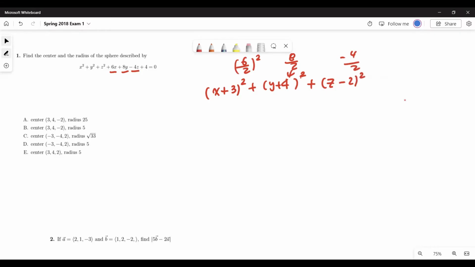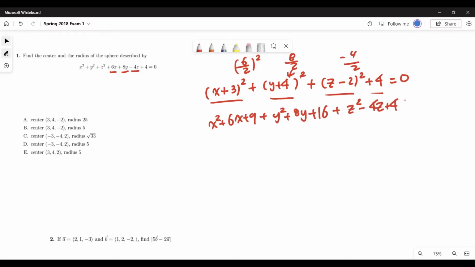squared, and then we have plus 4 equals 0. So when you write these equations out, this will become x squared plus 6x plus 9, plus y squared plus 8y plus 16, plus z squared minus 4z plus 4 equals 0. This is not equal to this equation, right? So what you do is rewrite this equation.